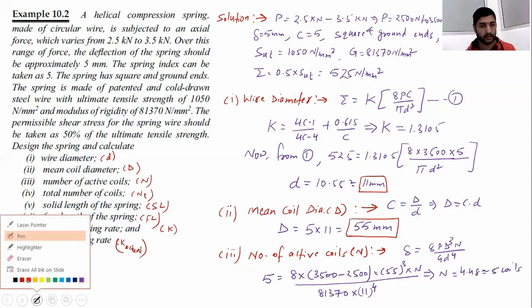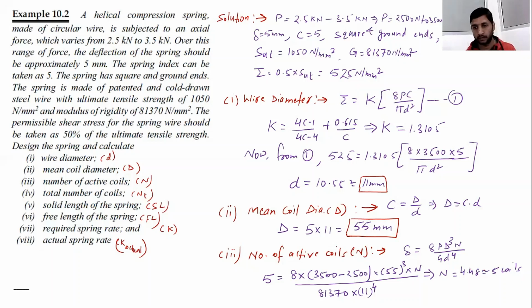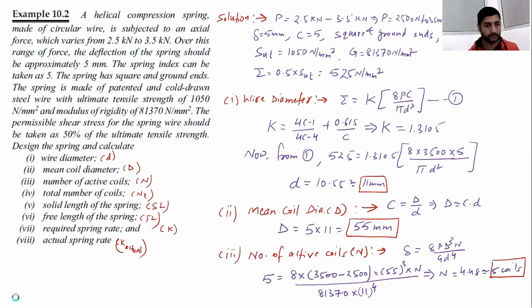तो ये हमारे पास आ गया आंसर, 5 coils. Okay, next बात करते हैं total number of coils. So this is your fourth part, I guess. Total number of coils.